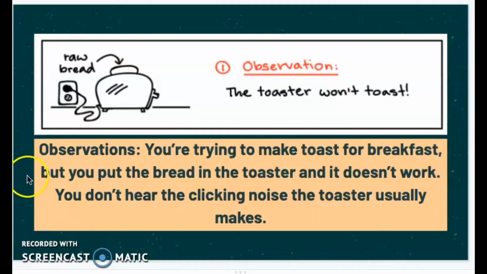The next thing you need to write down is an observation of this situation. So you plug in the toaster, you try to make your toast with your bread, and the toaster doesn't work. So what are some observations you might make? For example, maybe your toaster usually makes a clicking noise when you push the button down, right? But this time it doesn't, and so the toast doesn't stay down. That might be an observation you could write down. Take a second right now to write down an observation.